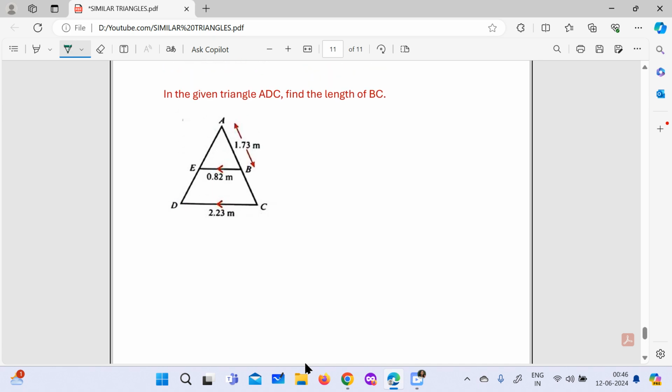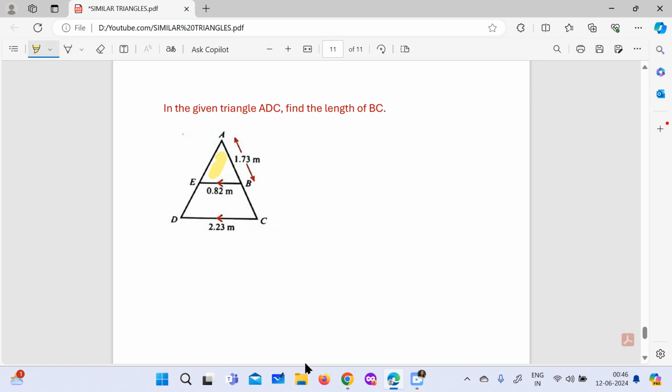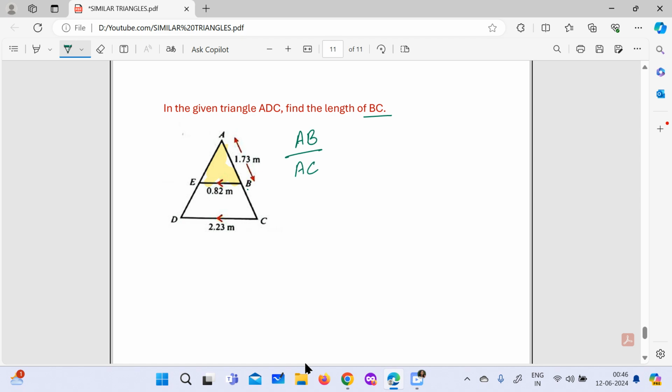In the given triangle ADC, find the length of BC. Okay, so here also we have two triangles. One is AEB, and another one is ADC. So we can write it like this. The corresponding sides are, we have to find BC. So we can write this as AB over AC equals BE over DC.